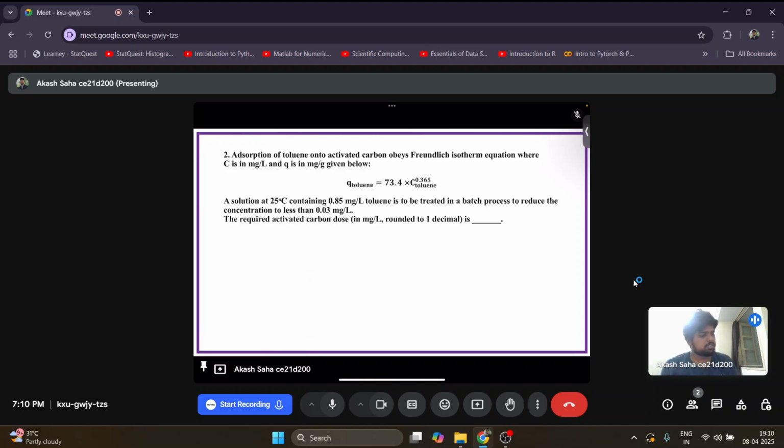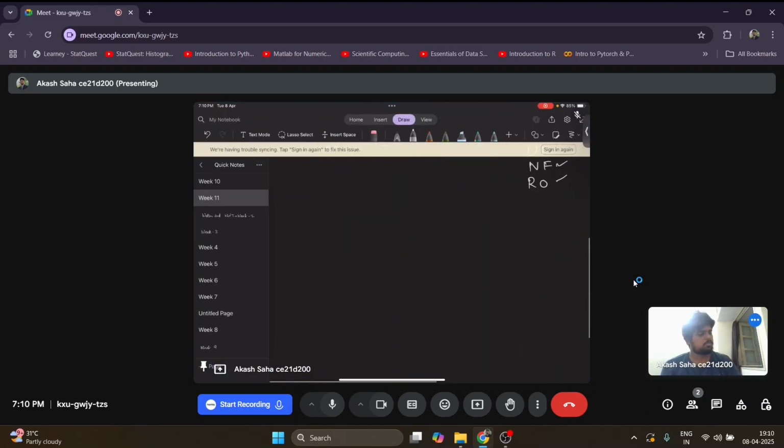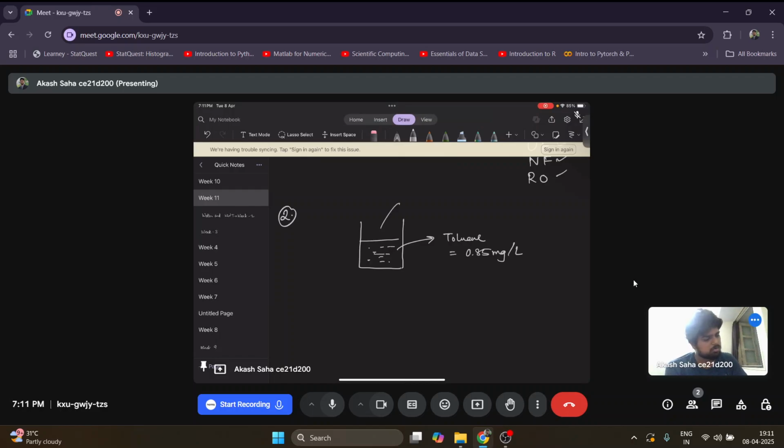So coming back to the solution. This is question number 2. I want to explain the process. What is happening? Suppose there is a reactor, and inside there is some toluene with an initial concentration of around 0.85 milligram per liter. Now you have added some activated carbon, the adsorbent.